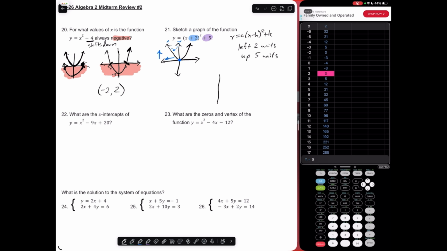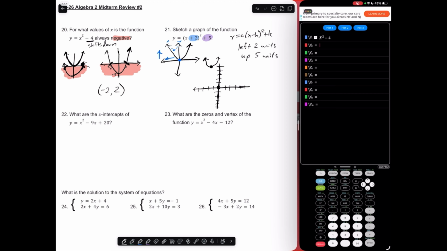So if we were here, we move 5 in each direction. 1, 2, 3, 4, 5. My vertex, 1, 2, 3. So the vertex goes left 2, up 5. So the vertex is going to be up here, and then we have our sketch this way.